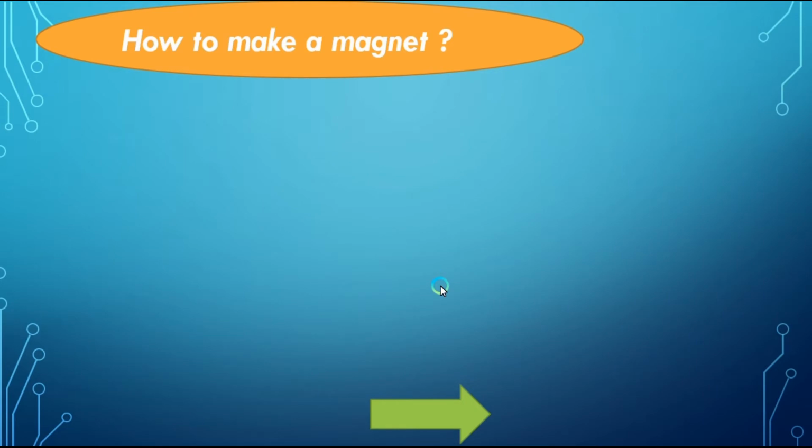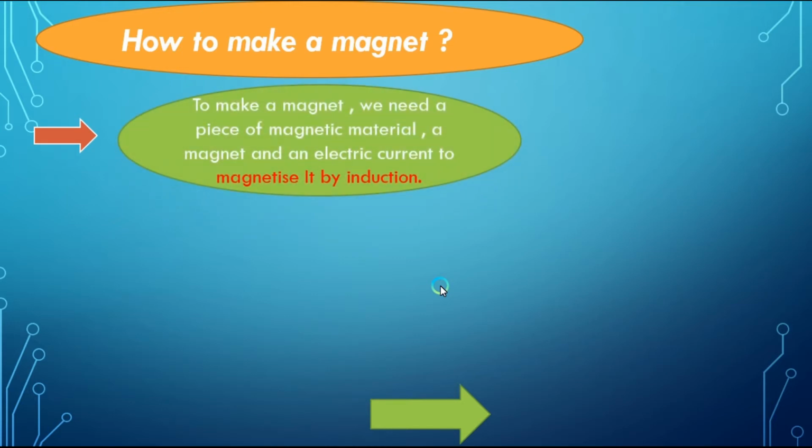Next, how we can make a magnet. Actually, we can make a magnet even in your home. Are you with me? Yes, we can make a magnet. Look how we can make a magnet. Follow me step by step, my students. First, we can make a magnet by different components. You should have a piece of magnetic material and electric current, so it will magnetize by induction, as you're going to see from the previous lesson.